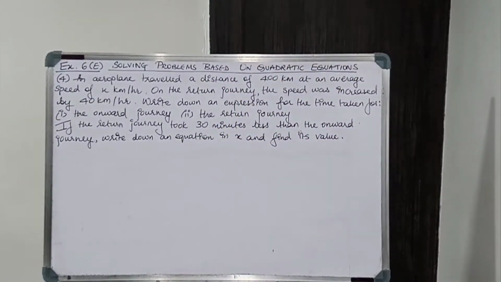An aeroplane traveled a distance of 400 km at an average speed of x km per hour. On the return journey, the speed was increased by 40 km per hour. Write down an expression for the time taken for the first part, the onward journey, and the second part, the return journey. If the return journey took 30 minutes less than the onward journey, write down an equation in x and find its value.